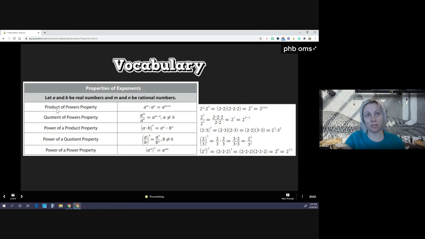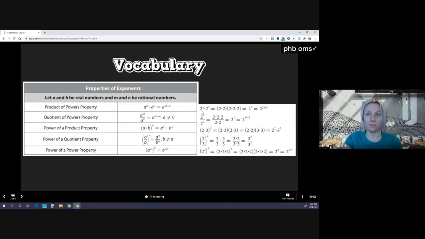So we have the product of powers property. We're multiplying powers. And these two powers that we're multiplying have to have the same base. A is the common base. So if you multiply powers with the same base, you can just add the exponents. And the reason why this works is this example right here.